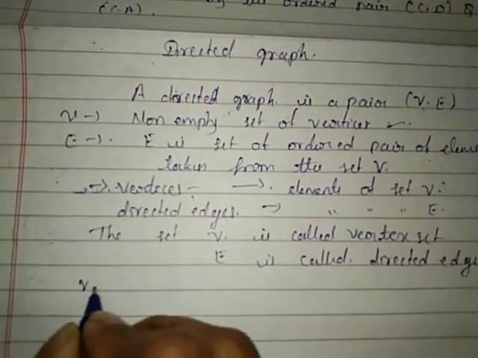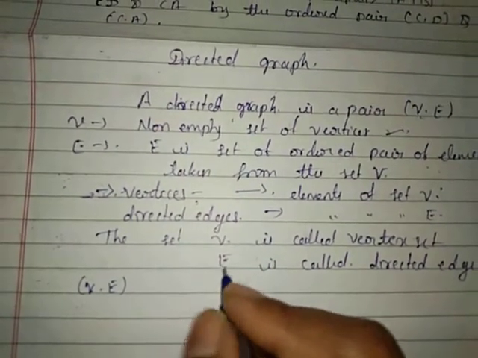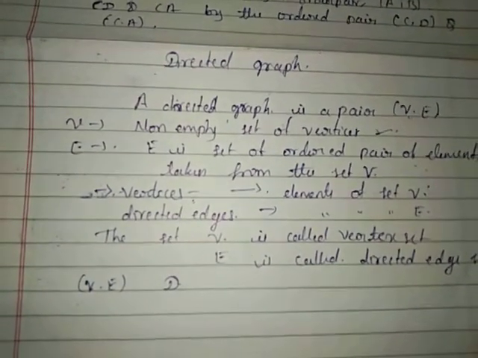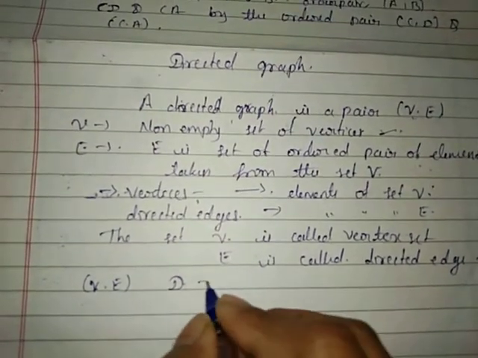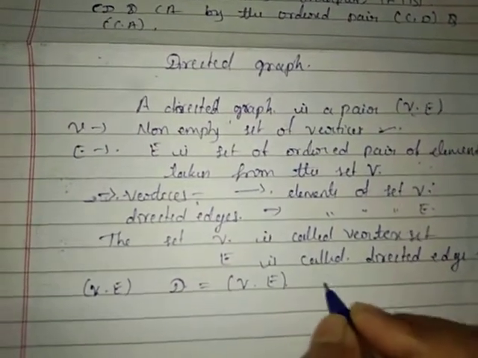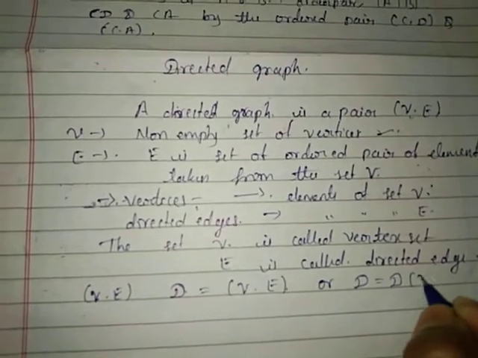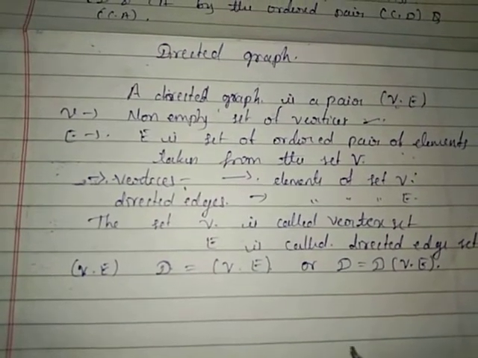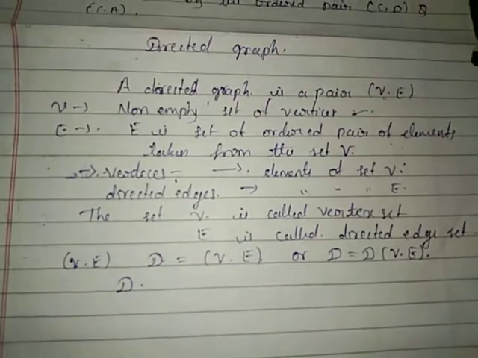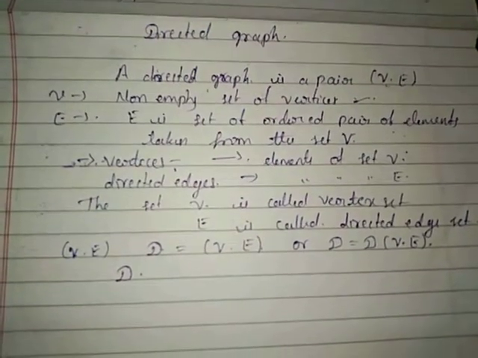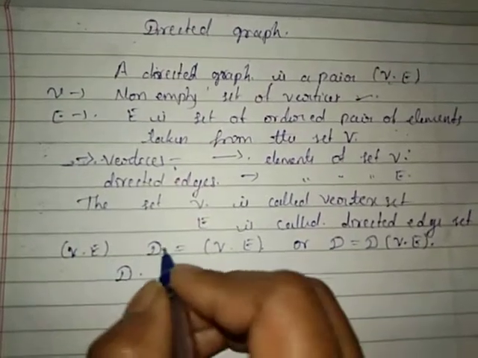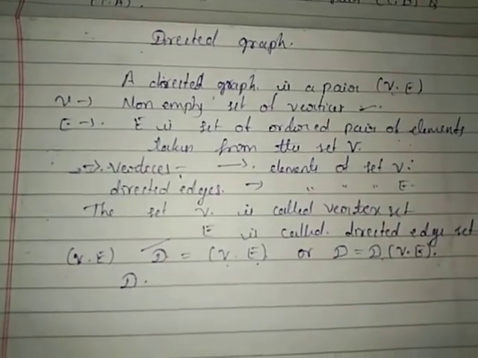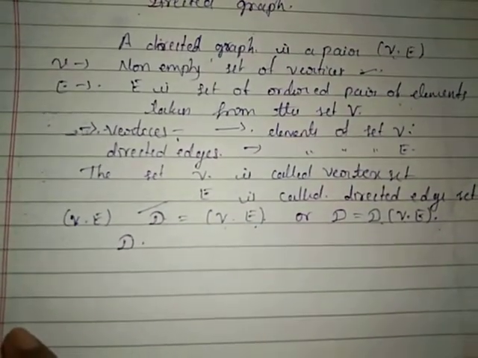Here the directed graph V comma E is denoted by D. A directed graph is denoted by D, and it can also be written as D equal to V comma E, or D equal to D of V comma E, or simply represented by D. That is how to represent a directed graph.